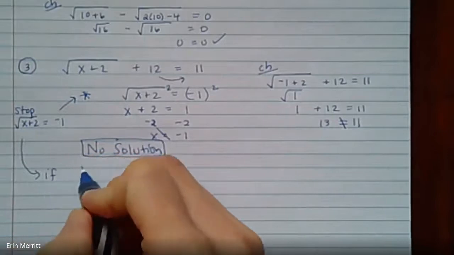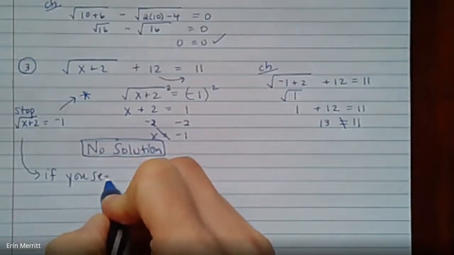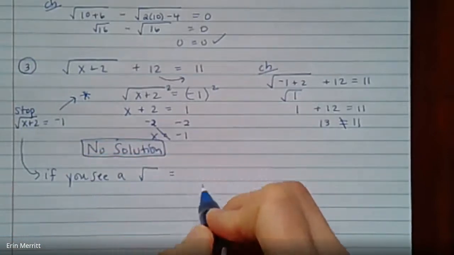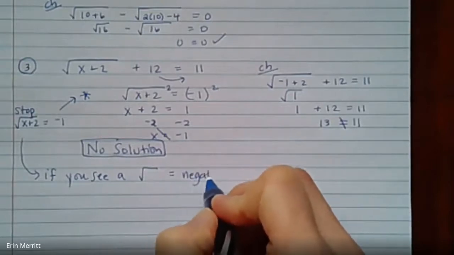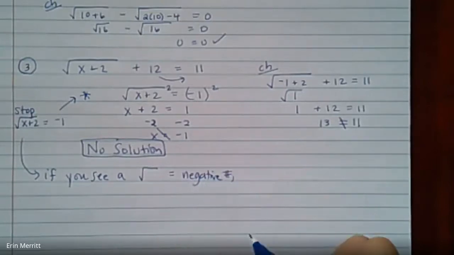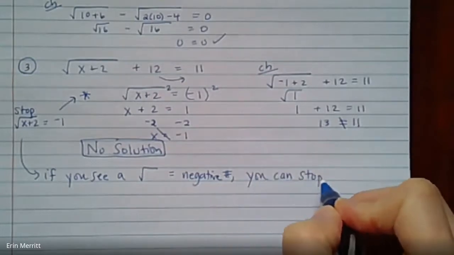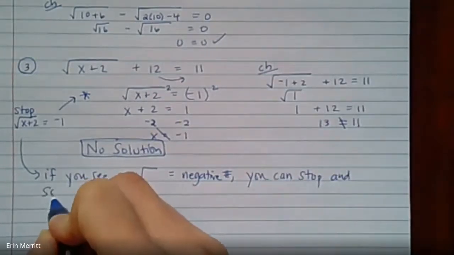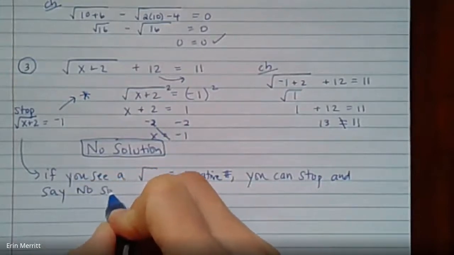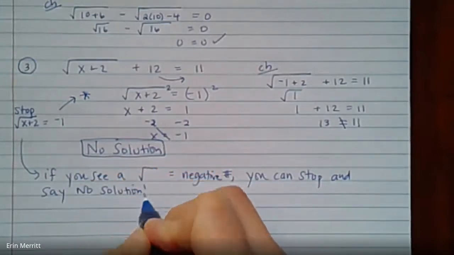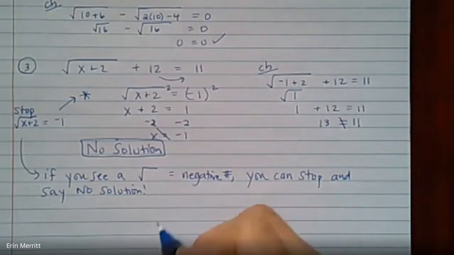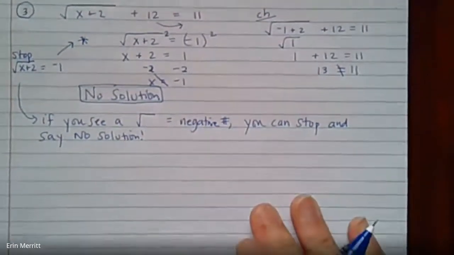So if you see a radical equal to a negative number, you can stop and say, no solution, right? Because it's never going to happen. So it's a nice little shortcut if you see that one in the homework.